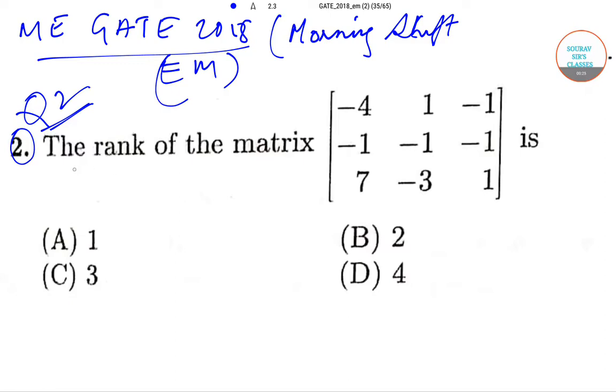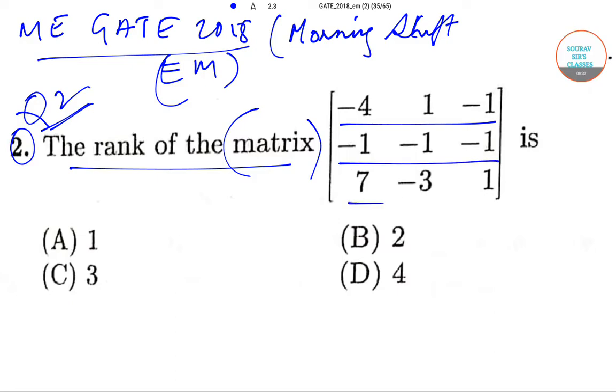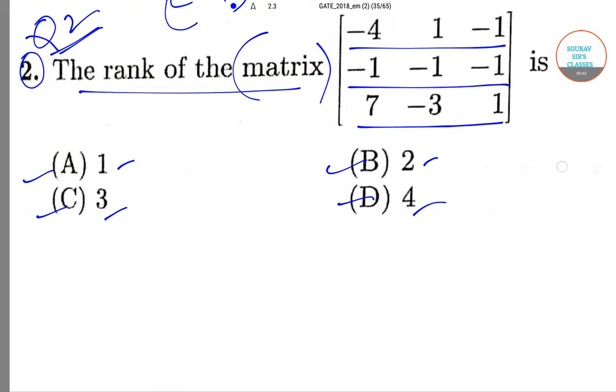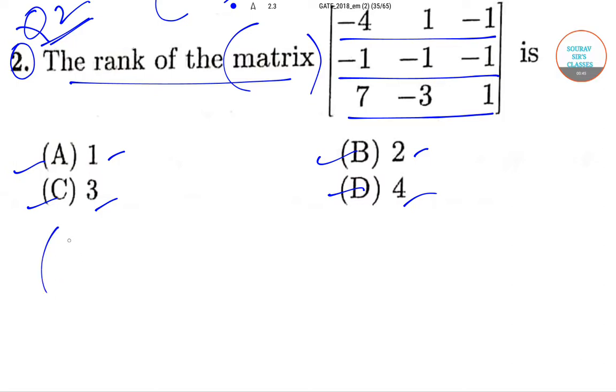In question number 2 we need to find the rank of the matrix [-4 1 -1; -1 -1 -1; 7 -3 1], and the options are option A 1, option B 2, option C 3 and option D 4. So what we'll do is write down the matrix. The matrix is [-4 1 -1; -1 -1 -1; 7 -3 1]. This is the matrix which we have got.